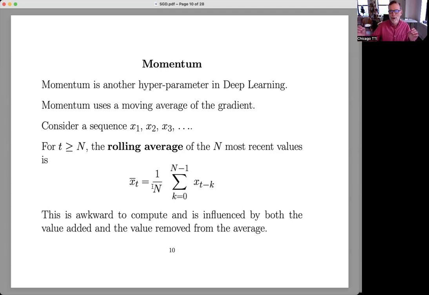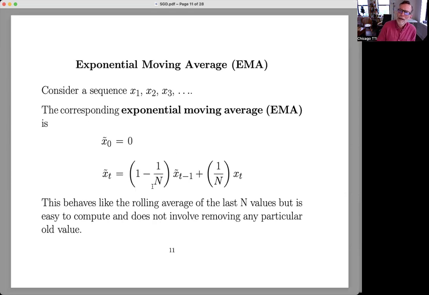You have to remember all of those values such that I can take out the one that's oldest and add in the one that's newest. And that's awkward to compute. It also has this problem that it's sensitive to the stochastic size of the one I'm taking out rather than just the one I'm adding in. So rather than use a rolling average, people almost always use what's called an exponential moving average.